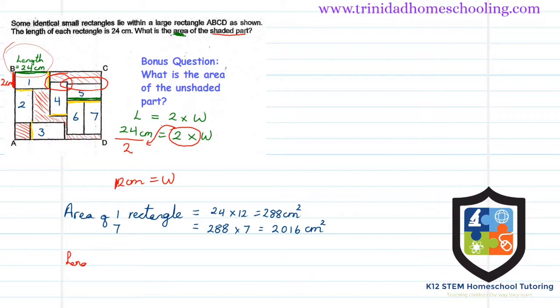So the length BC is made up of this 24 plus this 12, remember our width was 12, and another rectangle which is 24 centimeters long, right? So when we add those 3 lengths together, you will get the length BC being 60 centimeters.